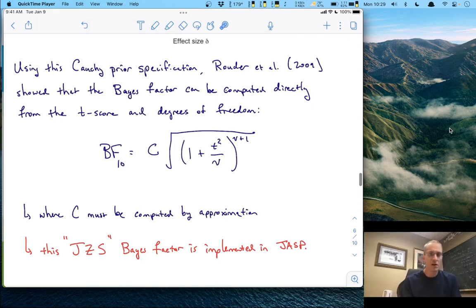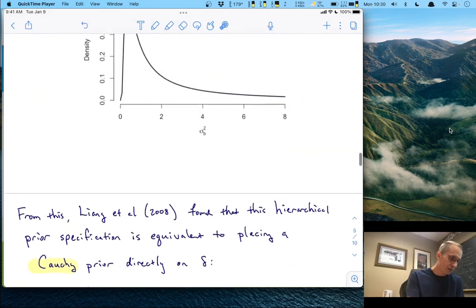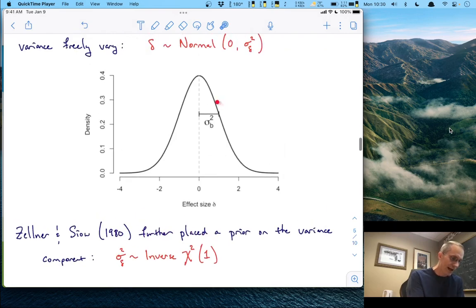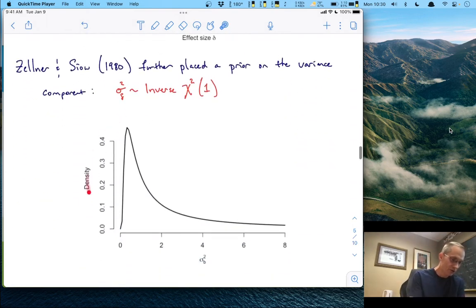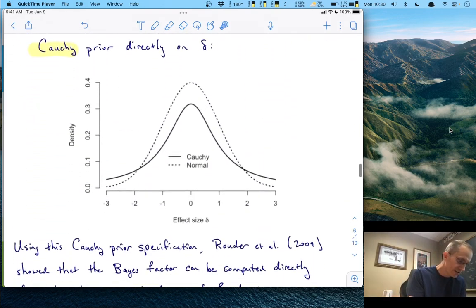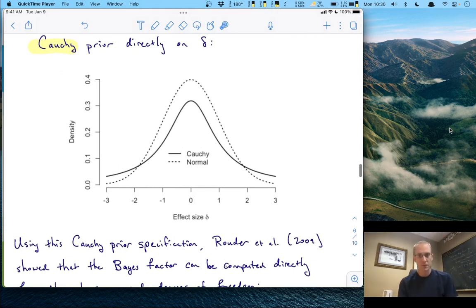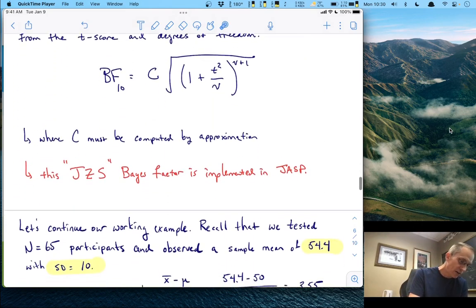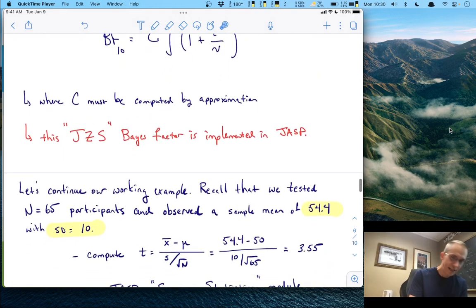So if nothing else, know that the prior that we use in JASP for the t-test is called the Cauchy prior. If you ever ask yourself or someone else asks you why the Cauchy prior, you can go back and follow through this chain of logic. It comes from the fact that if we use a normal prior with an unspecified variance and then let the variance have a prior distribution, namely an inverse chi-square, squashing those two together gives you this solid line Cauchy distribution. Okay, so that's enough technical stuff. Let's go back to our working example, and then we'll show how to work that in JASP.